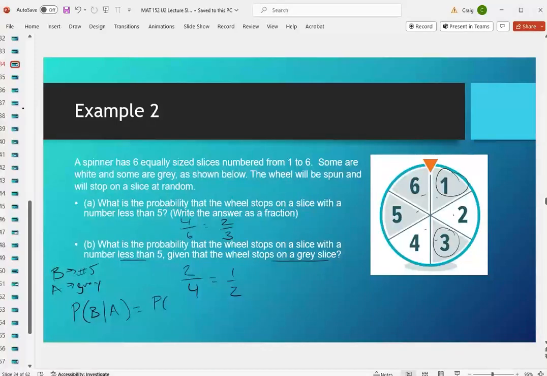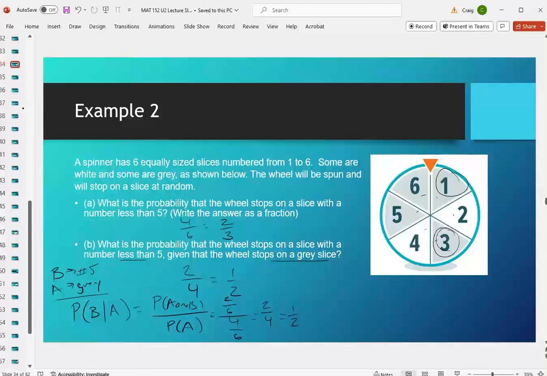Okay, in this case, there are 2 out of 6, A and B, divided by the probability of A. There are 2 gray slices that are less than 5, so the probability of A and B is 2 out of 6. Okay, the probability of A, which is just using a gray slice, is 4 out of 6. And so that's going to reduce again to 2/4 or 1/2, just like we had just a minute ago.